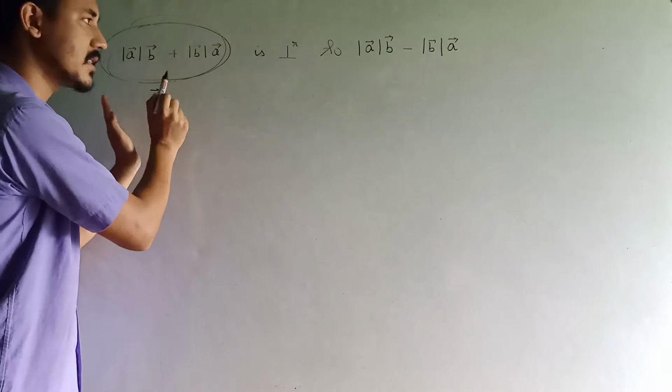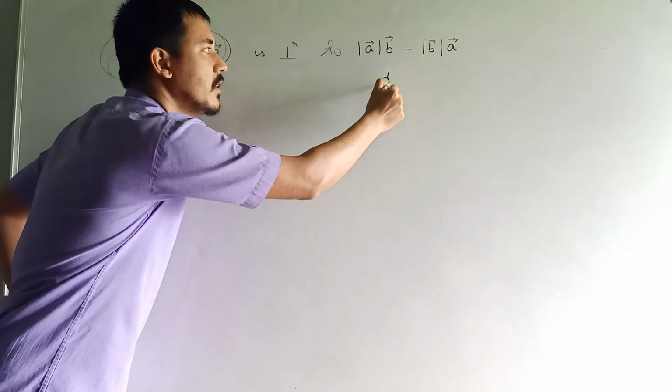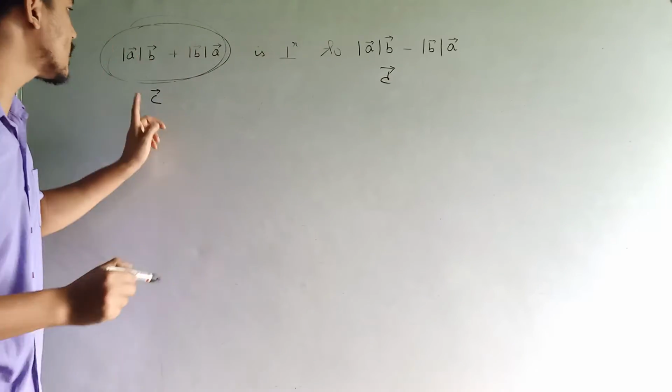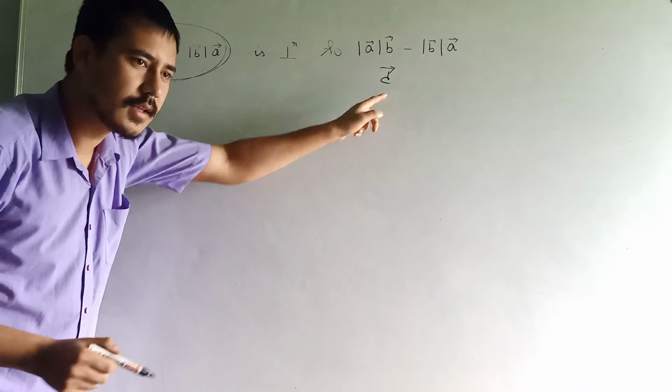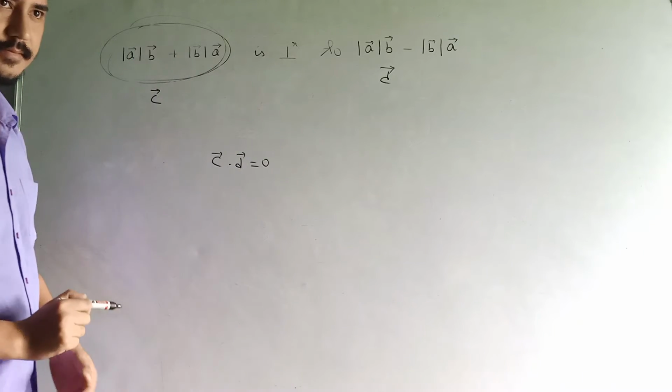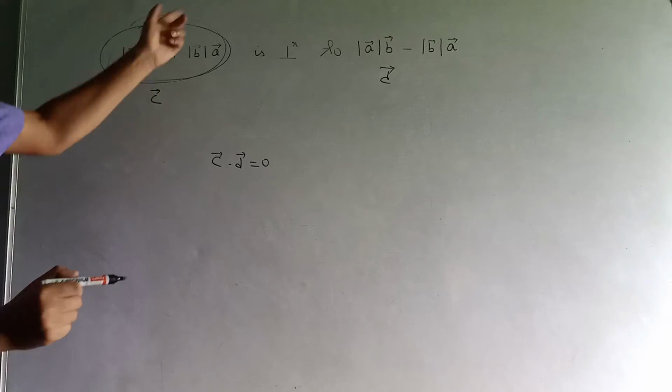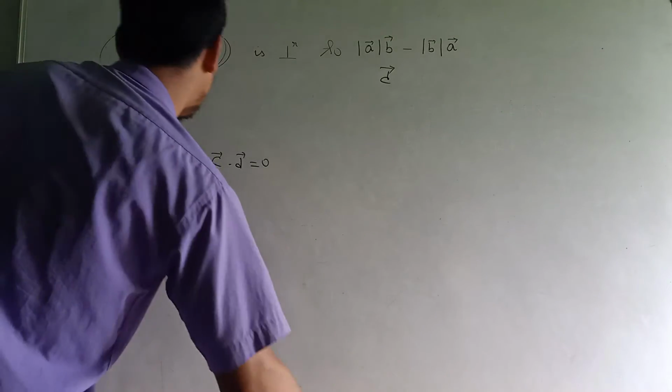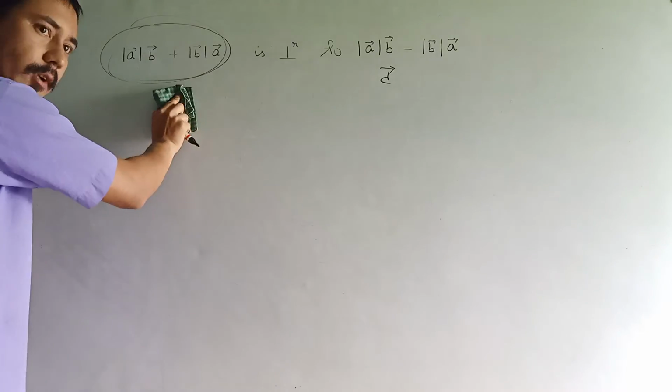Say this is vector C, and this is vector D. You want to show that C and D are perpendicular. That means you have to show that C dot D is 0. Clear? And you'll evaluate their product. Let's see how to evaluate this product. I think you got the idea, right?